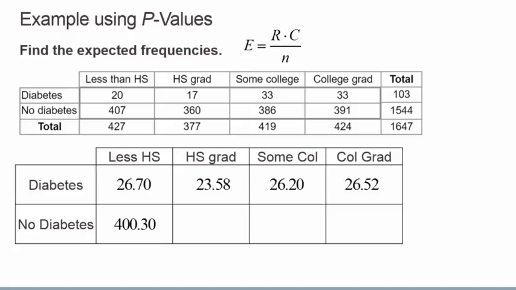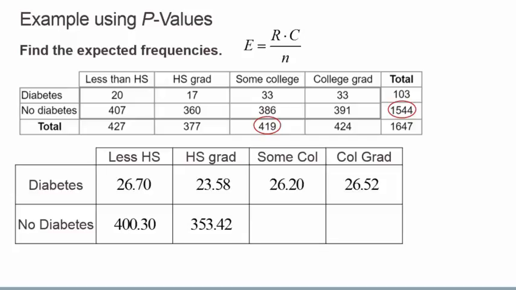Next, no diabetes, HS grad. The total for no diabetes is 1,544. The total for HS grad is 377. That gives us 1,544 times 377 divided by 1,647. That answer is 353.42.